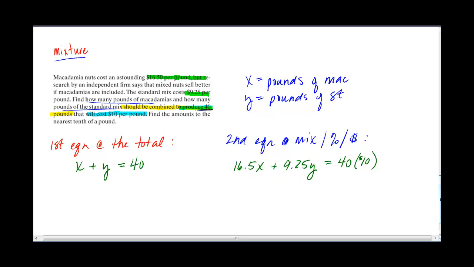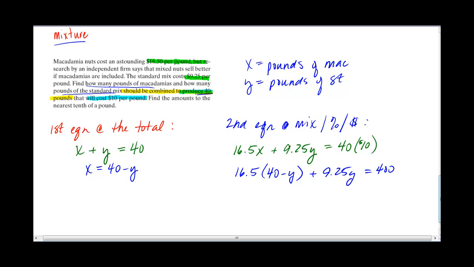Okay, so now we have two equations and two unknowns, and we can take one and solve it like we've been doing before. So I'm going to take this first equation and solve it for x, and I'm going to say x is equal to 40 minus y. And I'm going to substitute in what I found for x into this second equation, which says 16.50 times (40 minus y) plus 9.25y is equal to 40 times 10, which is 400. Okay?